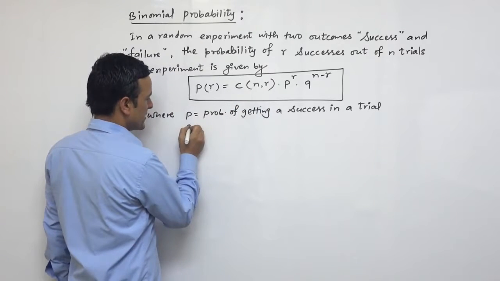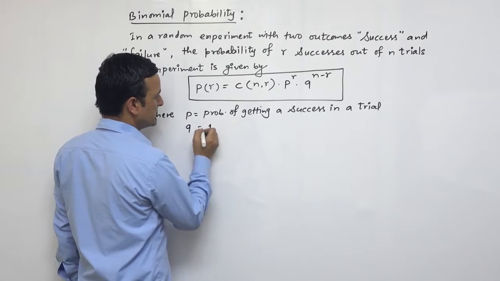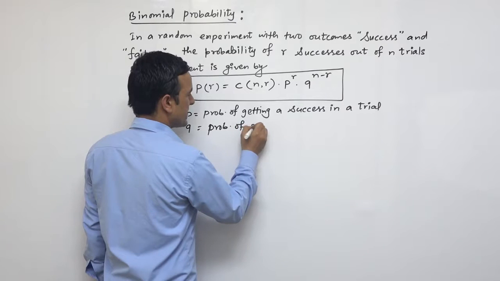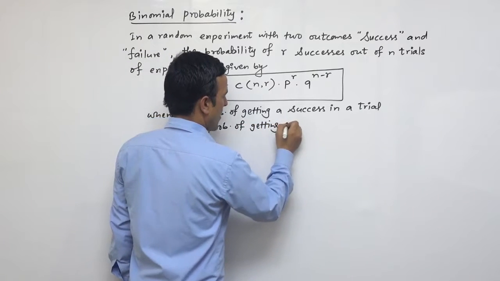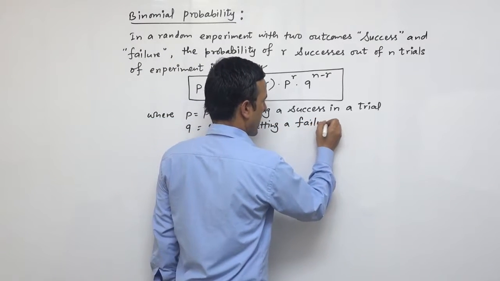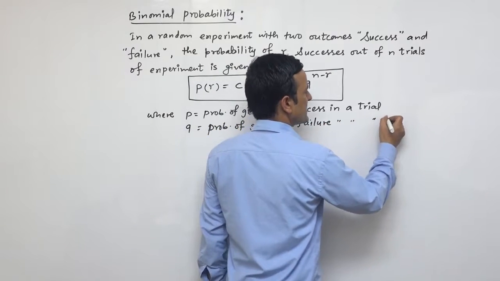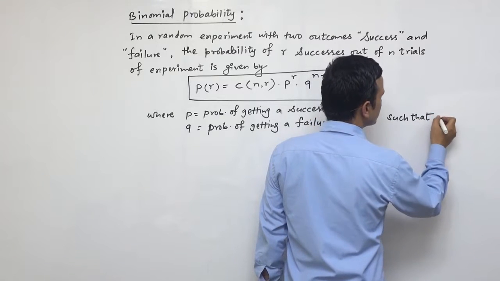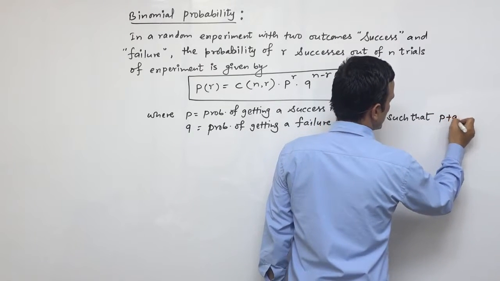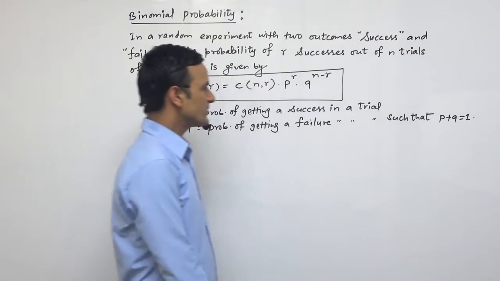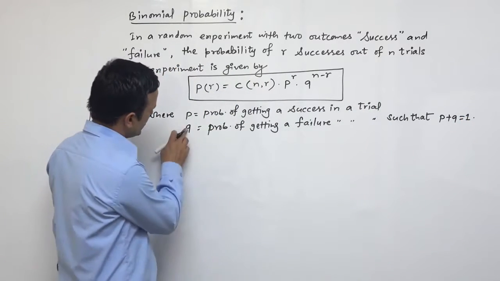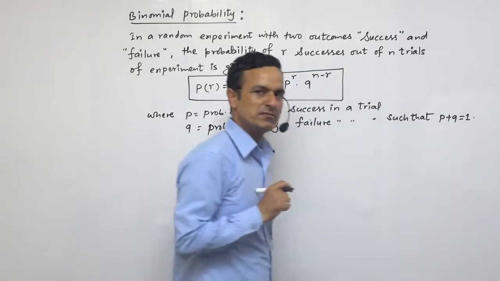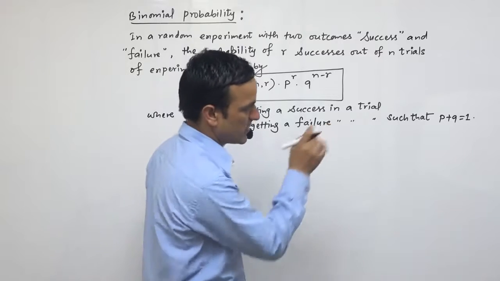त्यही पी हो यो. And Q means it is also probability of getting a failure in a trial, such that P plus Q is equal to 1. Q भनेको just P को opposite हो. That means sum of P and Q becomes always 1. P र Q add गर्दा बन्ने result जहिले पनि 1 हुन्छ.